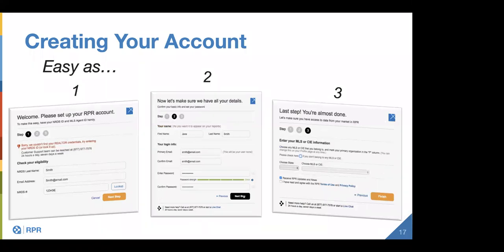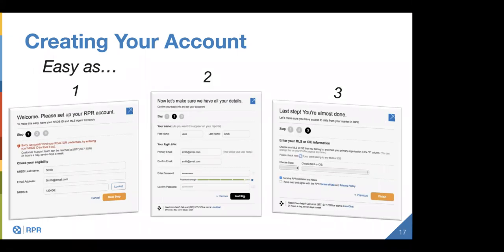Or you could always call your local association, or you can go to NAR's website and look it up that way as well. You also have here creating your password. And then this last step just wants to make sure that you select any of the MLSs or CIEs that you're a member of. So if you're a member of multiple MLSs or an MLS and a CIE, you can select all of those. And if you don't belong to any, you can still use RPR. You just put that little check mark right there.